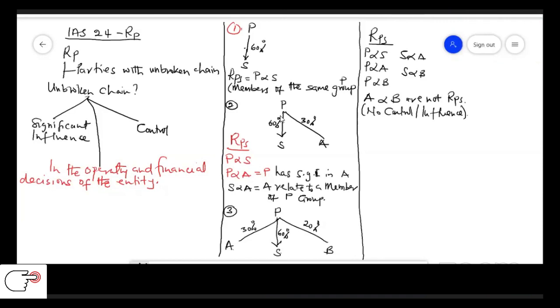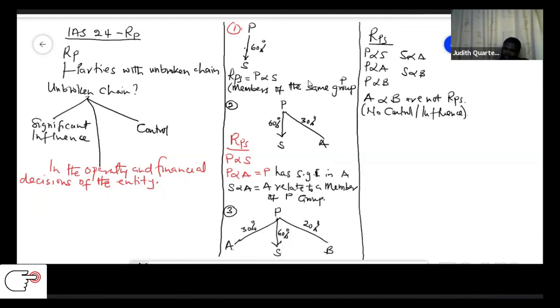Hello. Yes, sir. Point three again. It's a little confusing, because you made us know that parties with an unbroken chain, A and B, have significant influence over A and S. But in point three, you made us aware that A and B are not related. I'm a little confused. So they are not related because there is no unbroken chain between them. There is no relationship between A and B.